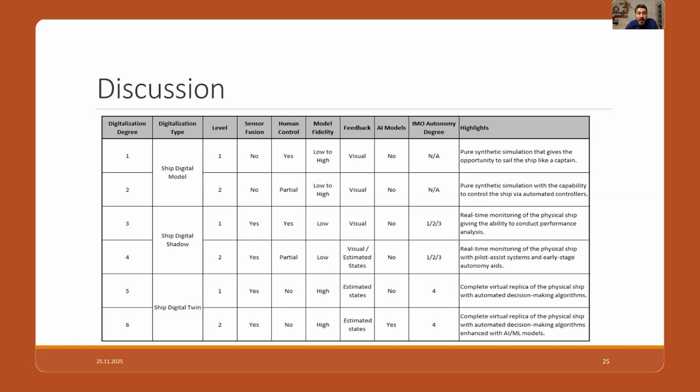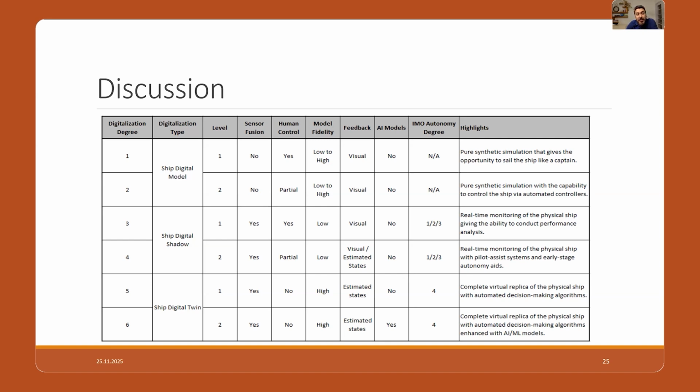In the ship digital shadow, at the first level, there is human control. In the second, again, partial, because you again have a controller. In the highest degree, in ship digital twin, you do not have any human control. You might be just watching it, interfere or intervene when needed, but the system just continues by itself, is able to continue by itself.